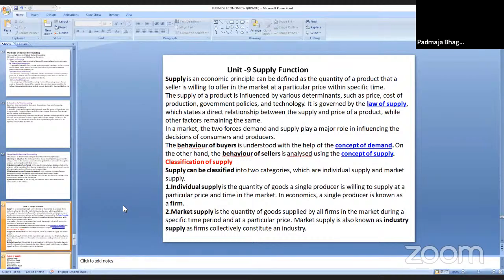Now we'll see what is individual supply. Individual supply means the quantity of goods a single producer is willing to supply. It means you are only one person and your product is the only one in the market. So you are the individual supply. It is the quantity of goods you are willing to supply at a particular price and time in the market.